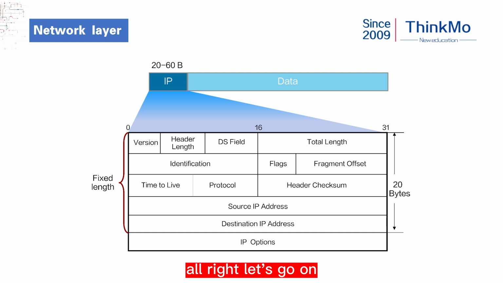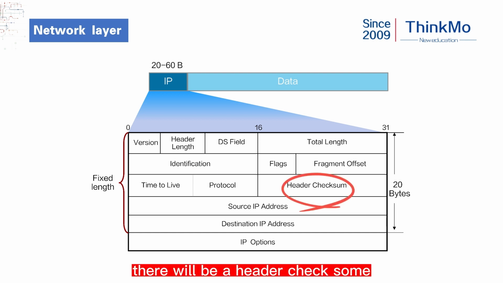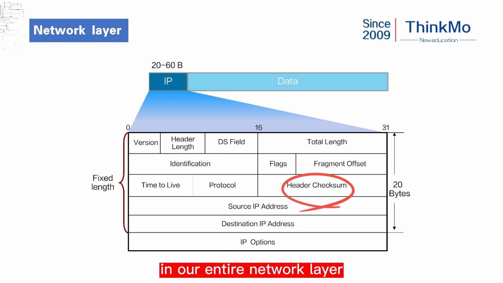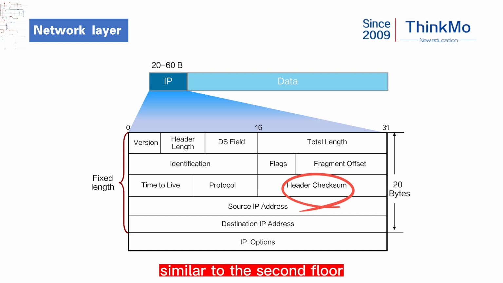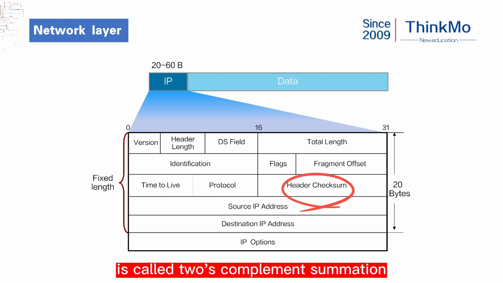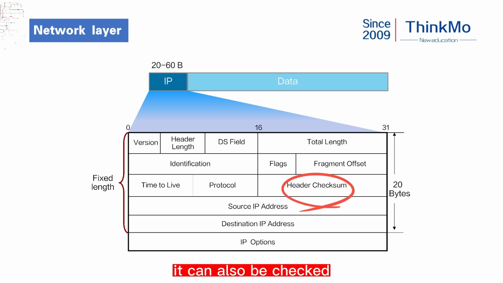Alright. Let's go on. There will be a header checksum in our entire network layer. That is, the third layer also provides a verification function. It can verify the integrity of the 3-layer data, similar to the second floor. But the algorithm it uses is called 2's complement summation, not the same as layer 2 CRC. But it is also possible to check the integrity of the header. This is enough to understand. Know that it has an integrity check function. It can also be checked.